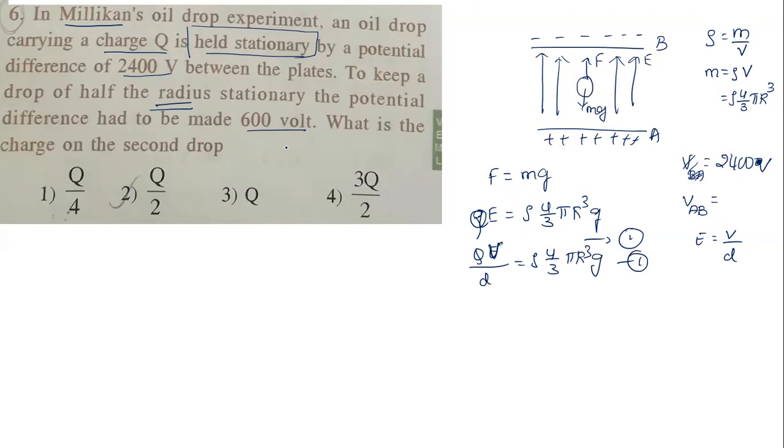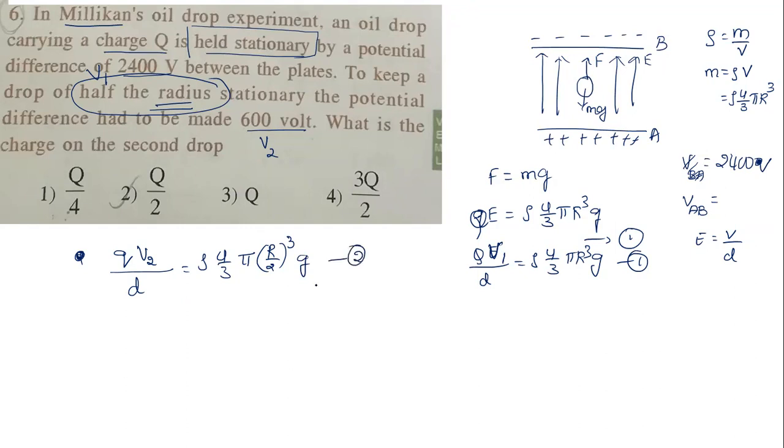Now the second case, to hold a drop of half the radius. Let us take V1 as the first potential. This is the new charge I need to find, let us take small q, with new potential V2. So q V2 divided by the distance between the plates, which remains the same, is equal to rho 4 by 3 pi, radius becomes half, so r by 2 whole cube, into g. This is the second equation.